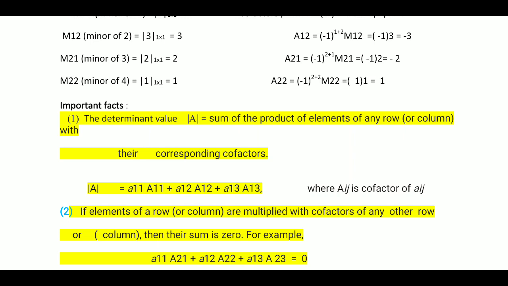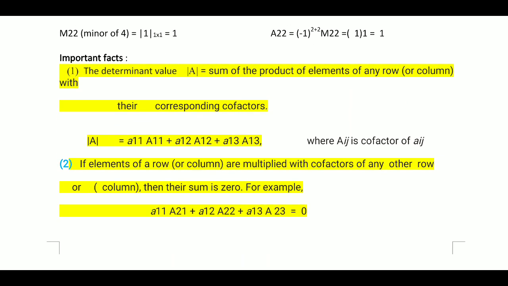Similarly, we can also use another row or any column. But keep in mind that the determinant value is obtained by the sum of the products of elements to their cofactors of any row or column.